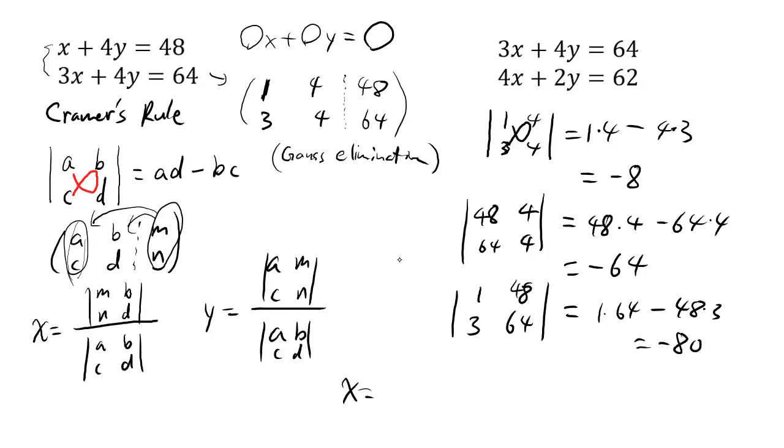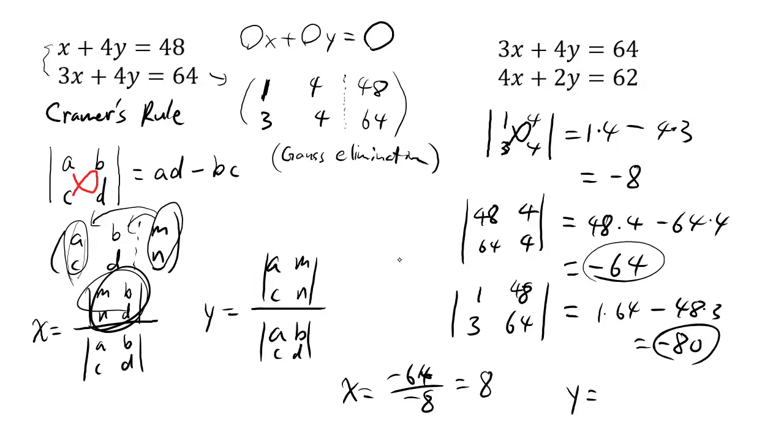So what is x? x would be this thing, negative 64, because that's this matrix determinant, divided by negative 8, so that gives you positive 8. And then for y, you take this number, negative 80, and divide by this same thing, negative 8, so you get 10, and that's how you get 8 comma 10 as your x and y.